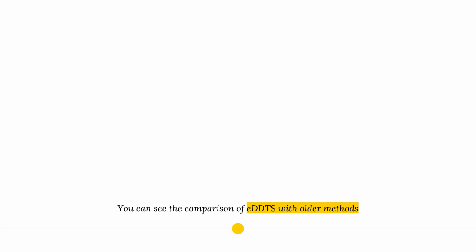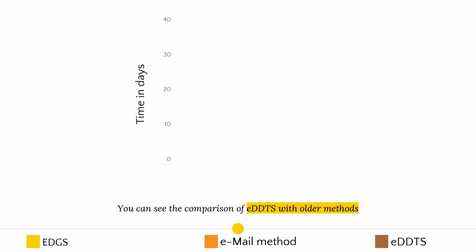Moving on, let us see the overall comparison between the older methods and the newly introduced method eDDTS. Consider the first graph. You will see a graphical comparison. Before observing the graph, observe these legends which relate to the bar graph. The eDGS in the color, email method color, and the eDDTS color I've used for the bar graph representation.